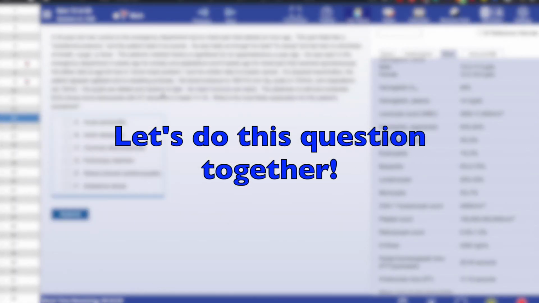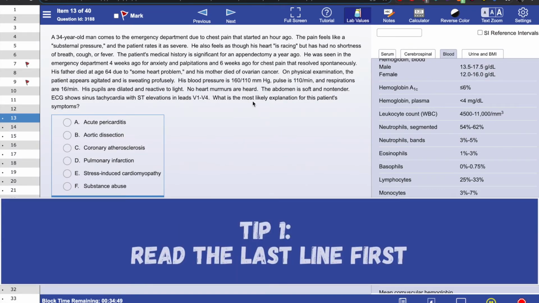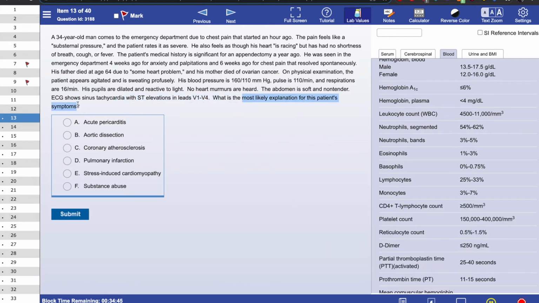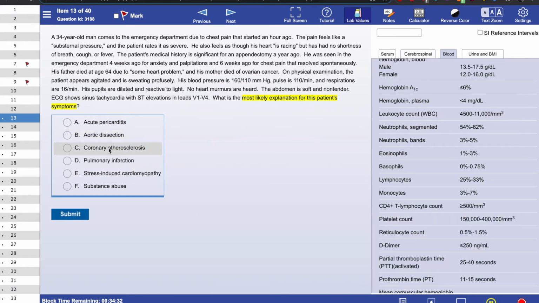All right, so you guys know the drill. We read the last line. What is the most likely explanation for this patient's symptoms? All right, so most likely explanation, I'm going to have to read through the entire question. But before we do that, next step is to read through the options. Acute pericarditis, aortic dissection, coronary atherosclerosis, pulmonary infarct, stress-induced cardiomyopathy, which is Takotsubo, and substance use.